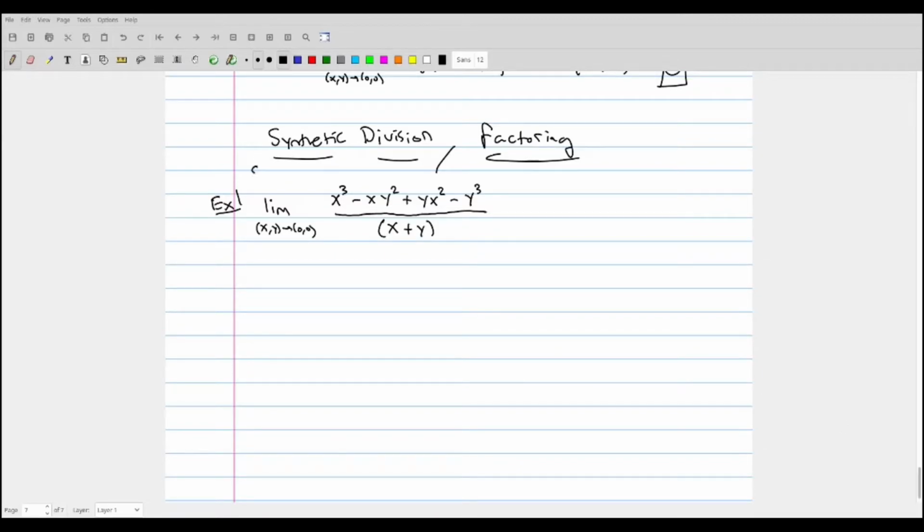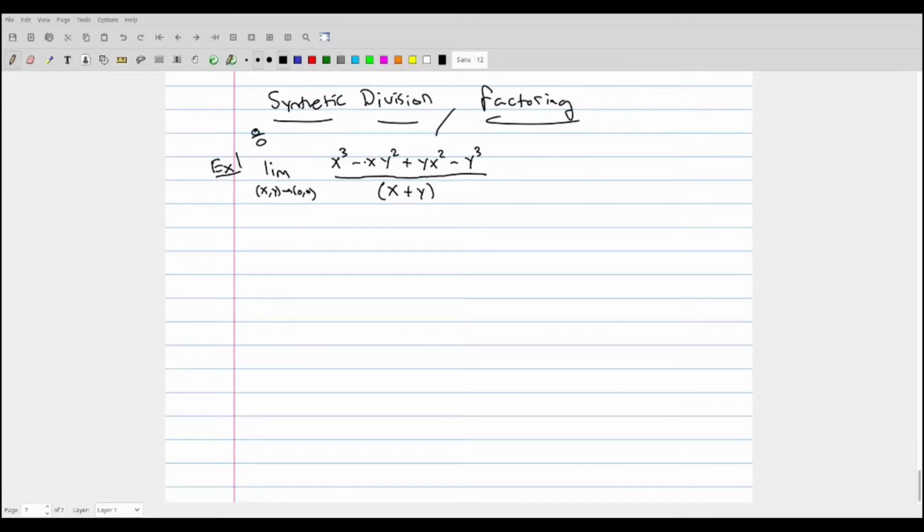Again, if you just directly try to plug in, you get 0 over 0, which is an indeterminate form. So you might think this limit doesn't exist. But it turns out that we can use a method from algebra called synthetic division, or division of polynomials, to simplify this. This is like long division of polynomials.